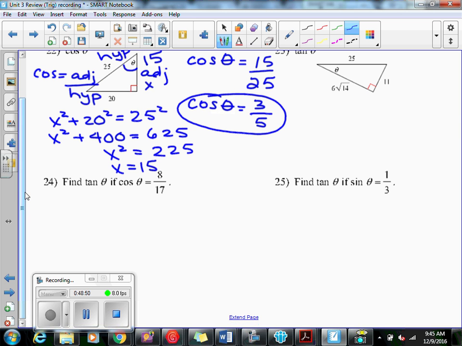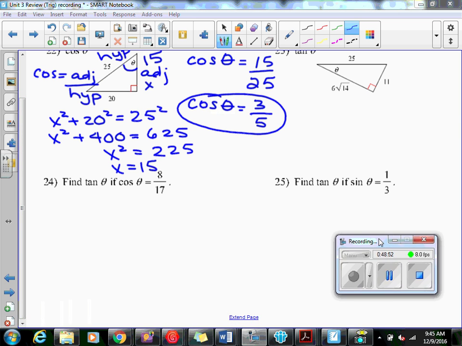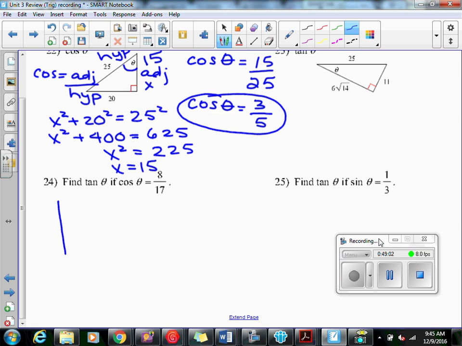All right, for number 24, it says, find the tangent of angle theta if the cosine of theta is equal to 8 over 17. All right, so I'm going to draw a right triangle first.